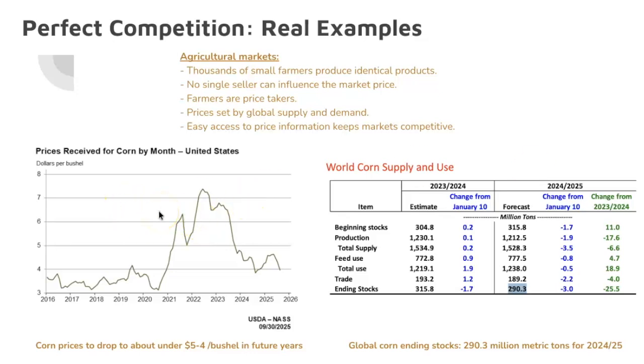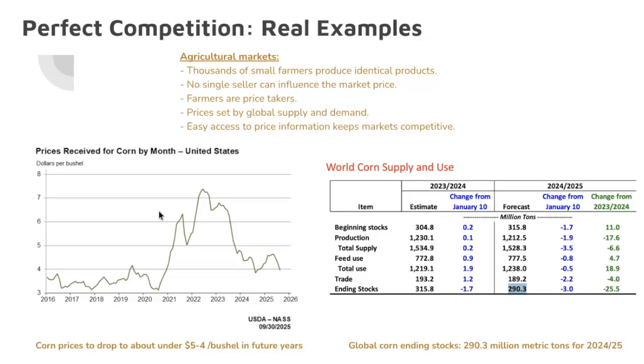Showing the corn price over time, we see how the price fluctuates based on global supply and demand factors. The USDA, the United States Department of Agriculture, forecasts corn will drop to around $4 to $5 per bushel in the future. The table shows the global corn supply data. Notice the ending stock of 290.3 million metric tons for 2024 to 2025.